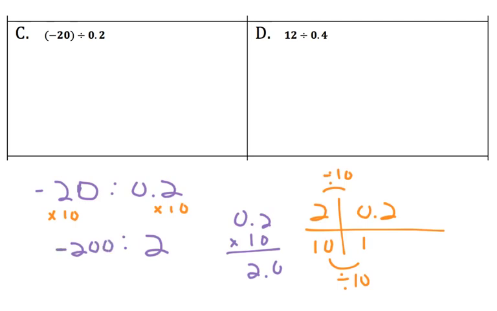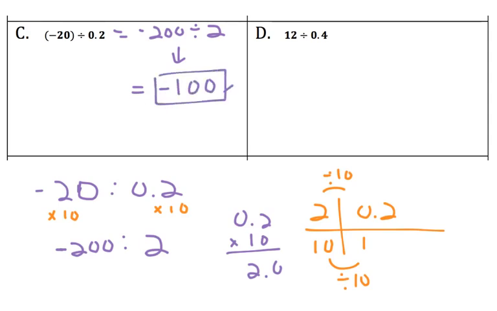So now we take this challenging division problem, and we rewrite it as negative 200 divided by 2. And from there, 2 goes into 200 100 times, and the signs are different, so the answer stays negative, and your answer should be negative 100. And notice we didn't go to 1 this time, although you could have. We went to 2, and then we just solved the basic division problem.